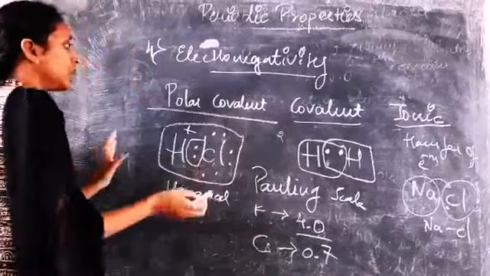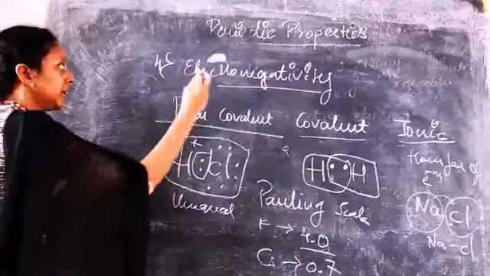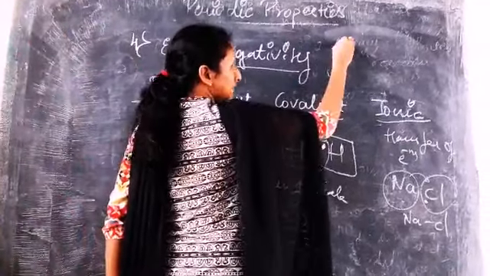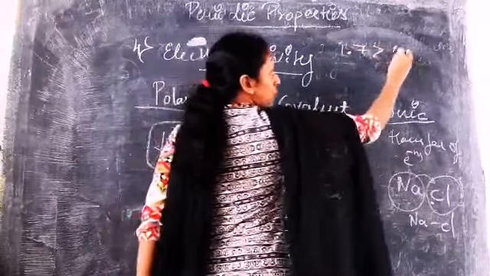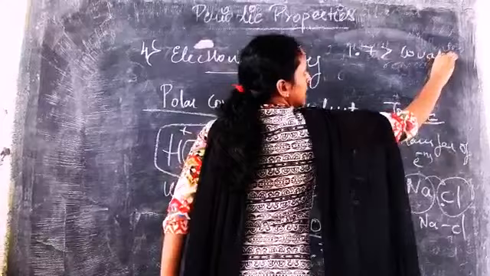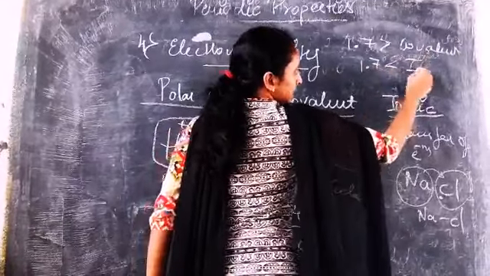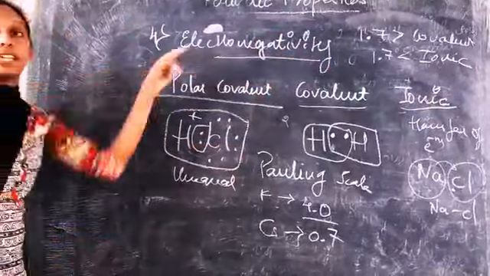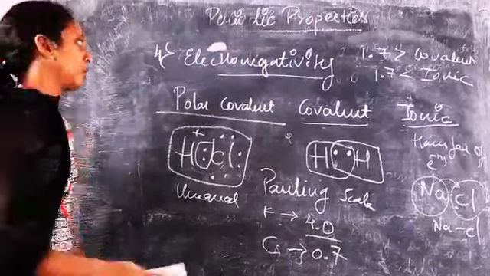So how do we know whether it is covalent or ionic by this electronegativity? If the difference is less than 1.7, then it is covalent. If it is more than 1.7, then it is an ionic compound. So by these electronegativity values you can come to know whether it is a covalent or ionic bond.